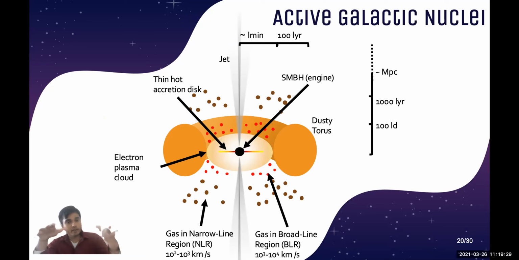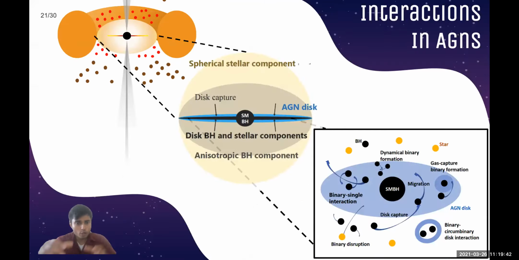So although there are a lot of different components in this model of active galactic nuclei, I'd like to focus close towards the center of this model, towards the supermassive black hole and the accretion disk next to it. So if we zoom in on that region, we can break it up into two main components: a spherical component and a disk component. The spherical component has a bunch of stellar objects, stellar remnants and stars, and the disk has the accretion disk, and it has some embedded compact objects in the disk itself.